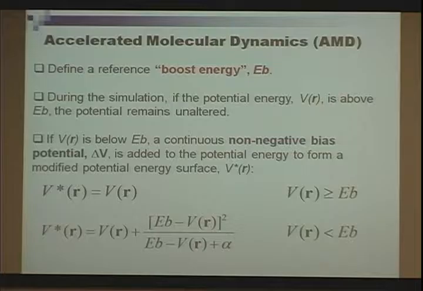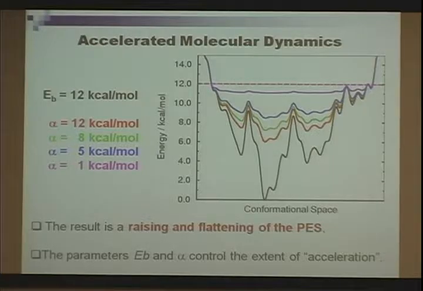So therefore, if you're in a low energy region of the potential energy surface, we're going to add a large amount of energy to the system. Whereas if you're in a high energy region of the potential energy surface, we're going to add a small bias to the system. And we can control how much we raise and flatten the potential energy surface by an extra parameter here called the acceleration parameter. So to make this a little bit clearer, a picture says more than 1,000 words.